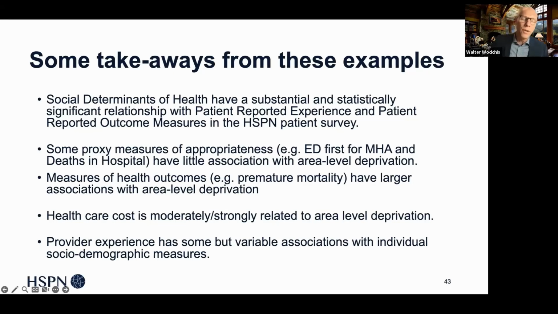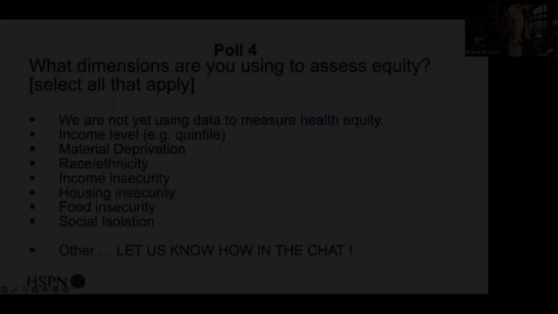And finally, our provider experience has, in our sample so far, some but relatively variable associations with individual sociodemographic measures across the different groups.